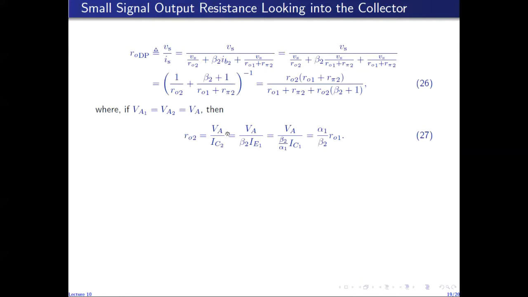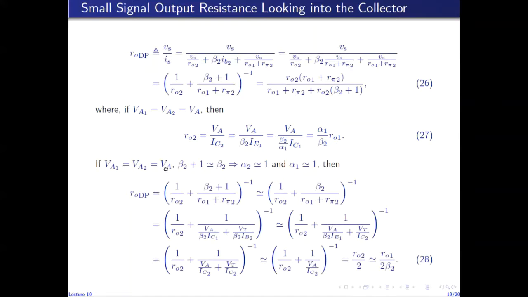So small R0 is given by VA over IC. So small R02 is VA over IC2. IC2 is beta 2 times IB2. IB2 is IE1. And in turn, IE1 is IC1 over alpha 1. So VA over IC1 is small R01. So R02 is alpha 1 over beta 2 times small R01.